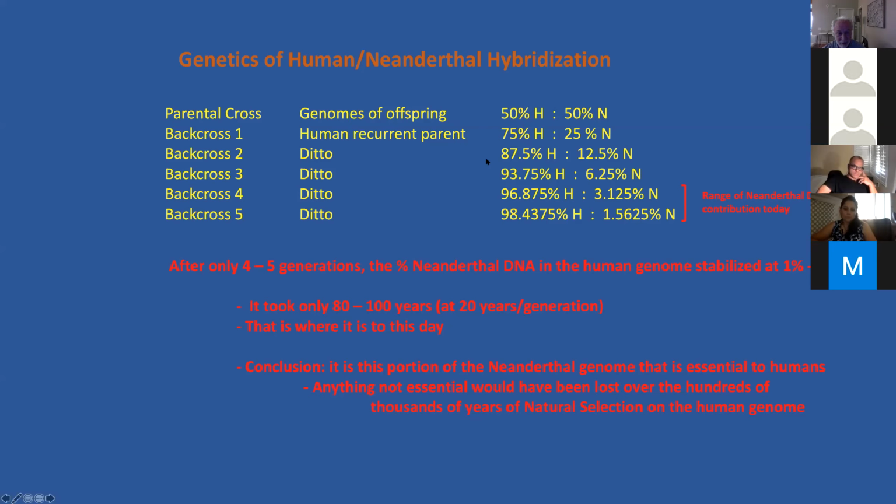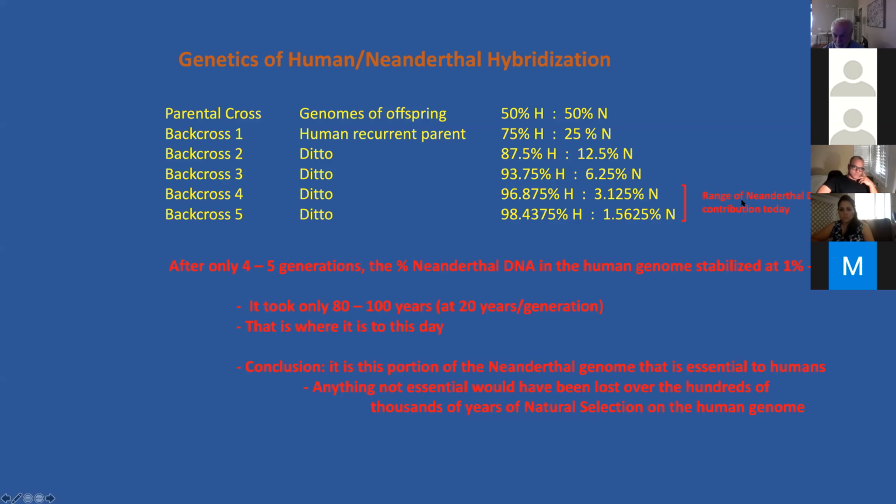And after the second backcross, 87% human. After the third, 93%. And after the fourth, 96%, and the fifth, 98%. Which means that after 5 backcross generations, between 1 and 3% of the DNA would be Neanderthal. And that's the range we have today.